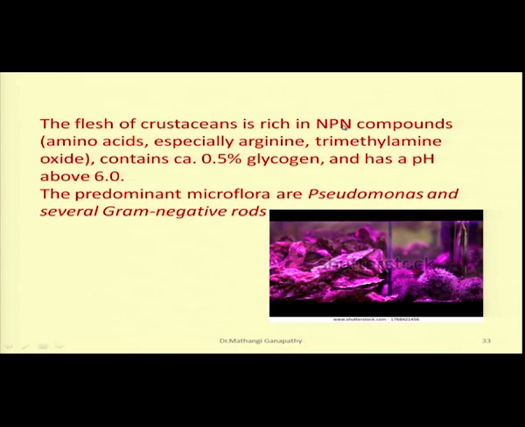Now, the flesh of crustaceans is generally rich in NPN compounds. They are extremely rich in amino acids, and among the amino acids, you are going to see arginine and trimethylamine oxide in high concentration, and it contains 5% glycogen and a pH above 6. This richness of NPN compounds, 5% glycogen and a pH of 6 will promote the growth of Pseudomonas and many other gram-negative rods. So the predominant spoilage organism in this case is going to be Pseudomonas.